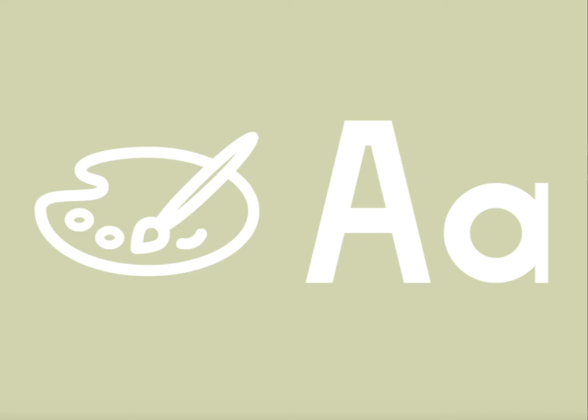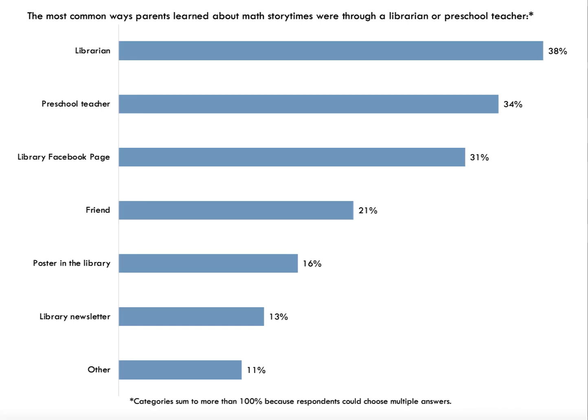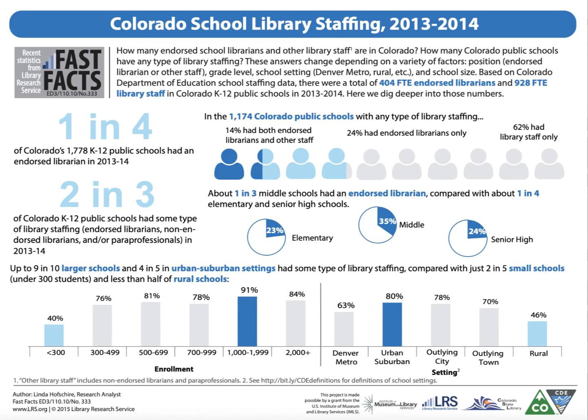You can also use colors and fonts strategically to emphasize the main points of your visualization. Remember the chart showing how parents learned about the math story times? You can use color to highlight the main point, that parents most commonly learned about the math story times through a librarian or preschool teacher. Similarly, you can see how the formatting of color and fonts is used strategically in this infographic to highlight certain points.